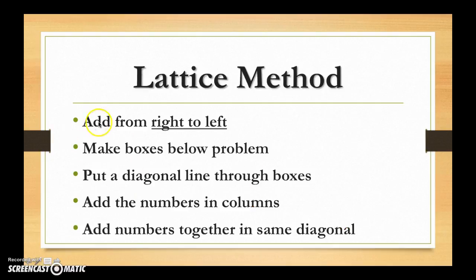The next method we have is the lattice method. And for this method, we are going to be going from the right to the left. Next, you are going to make boxes below the problem. And make sure you put diagonal lines through each of those boxes. And you are going to have as many boxes as there are numbers. Then you're going to add those numbers in the columns and then add the numbers that are in the same diagonal.